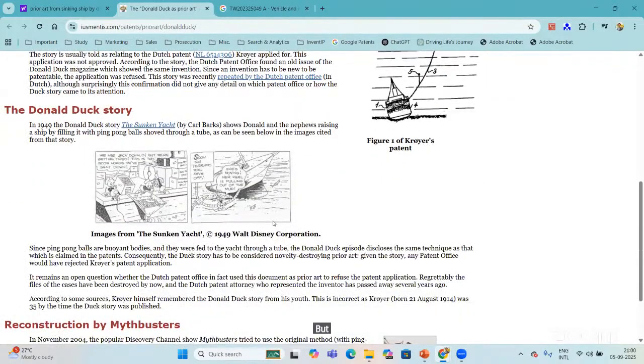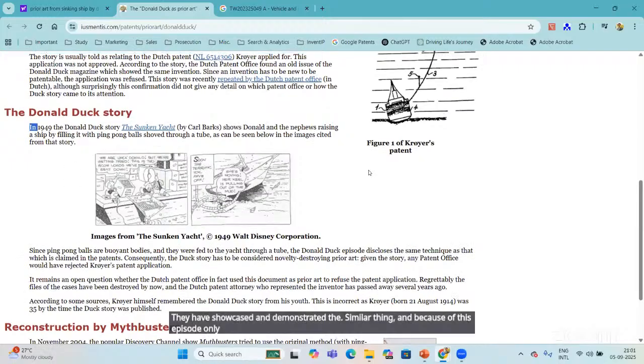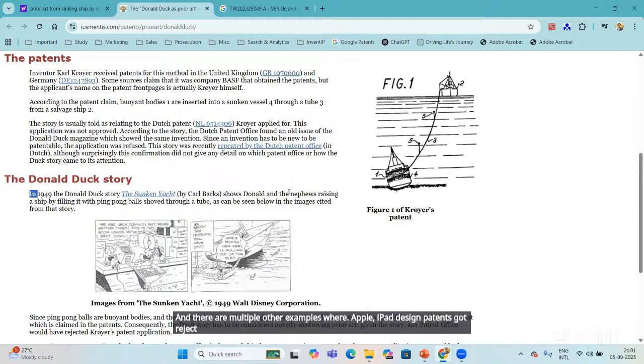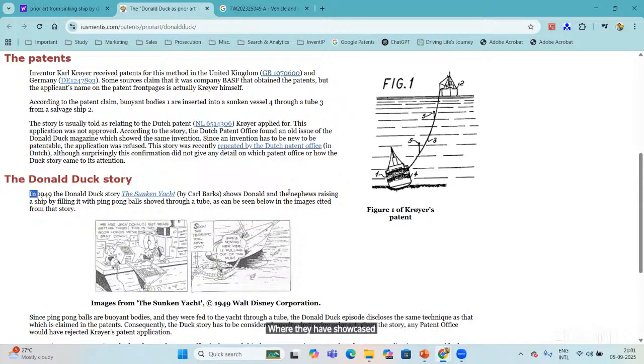But in one episode in 1949 in a Donald Duck story, they showcased and demonstrated a similar thing, and because of this episode only, this patent was rejected, because the Donald Duck story acted as prior art. And there are multiple other examples where Apple iPad design patents got rejected because of the Star Wars movies, where they showcased similar gadgets having similar designs.